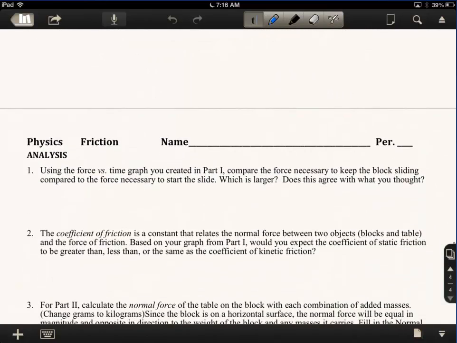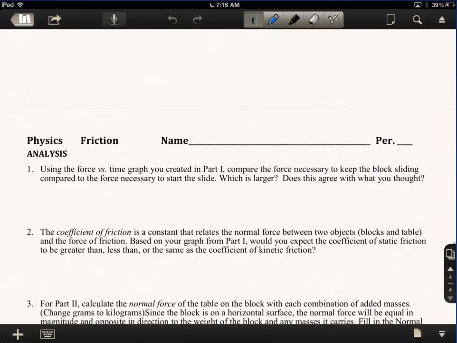Using your force versus time graph, was it harder to start the block in motion or keep the block in motion? Okay, well, you needed a bigger force to start it and then less force to keep it moving, and that's probably what you thought. It's harder to start something in motion than keep something in motion.